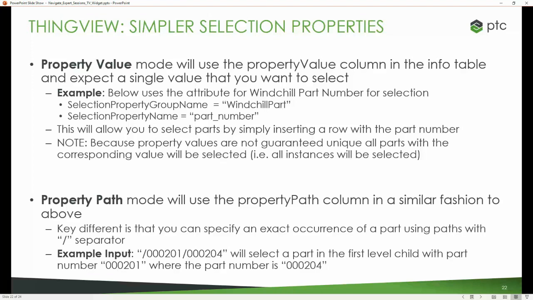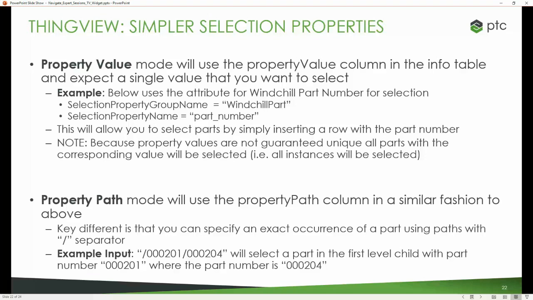In this case, the property value mode will populate the property value column in the info table. It will use the value of the selection property group name and selection property name in order to populate that. In this case, if you wanted to use the Windchill part properties and specify the part number that's present in Windchill, you can specify the group name Windchill part and the property name part number. And this would allow you to take in a part number to enable cross-selection.